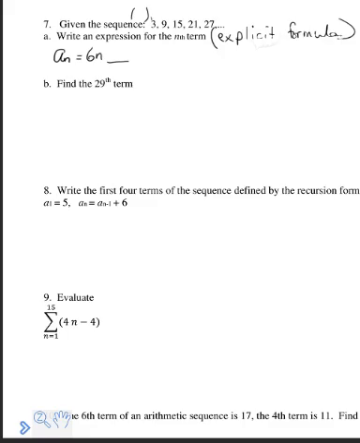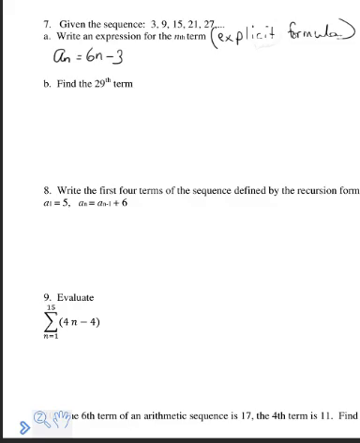This term right here, the 3, that's the first term. If there was a term in front of that first term, it would be negative 3. Because if we added 6 to negative 3, you'd get 3, and then 9, and then 15. So negative 3 is like the 0 term. So 6n minus 3 is the explicit formula.